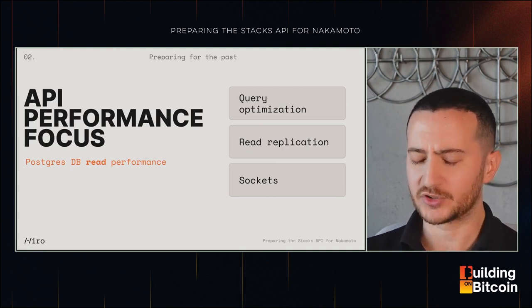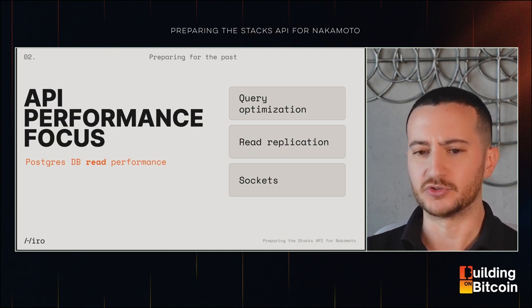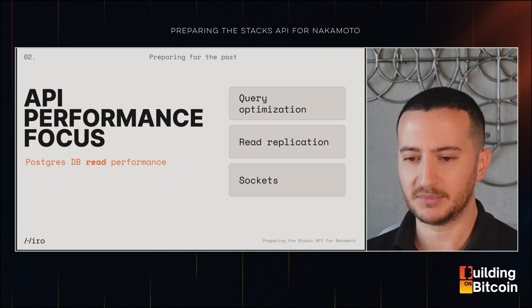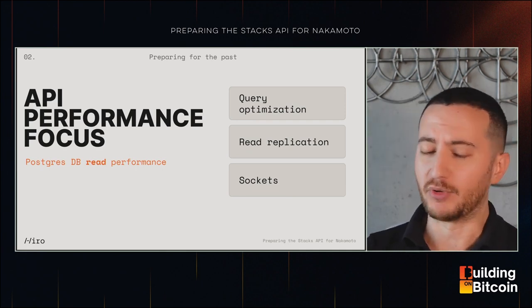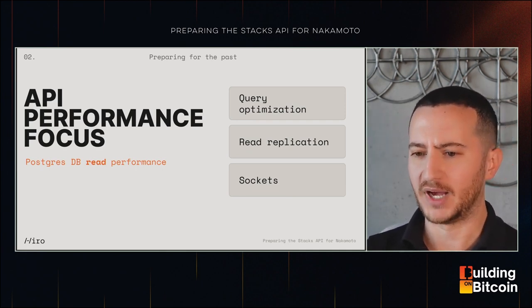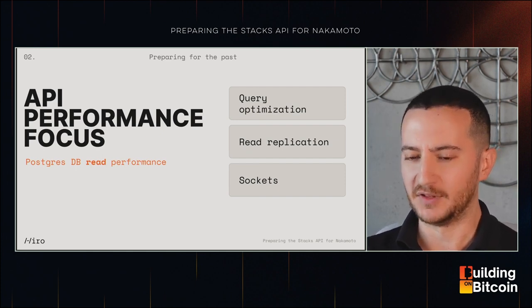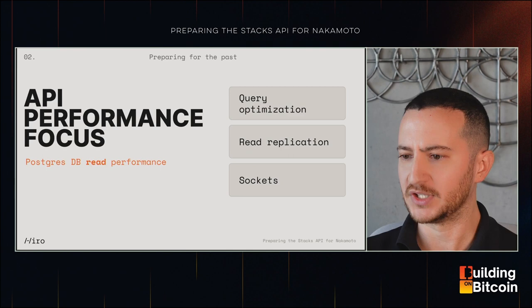And lastly, we also put in place different mechanisms for developers to consume this API in real time, like sockets. We wanted to avoid users having to poll the API multiple times per minute if they wanted to get real-time information. So this worked pretty well during this time.